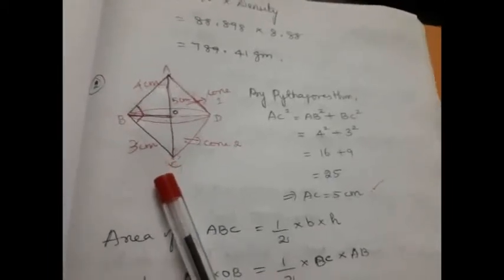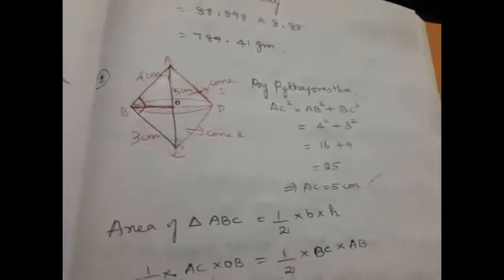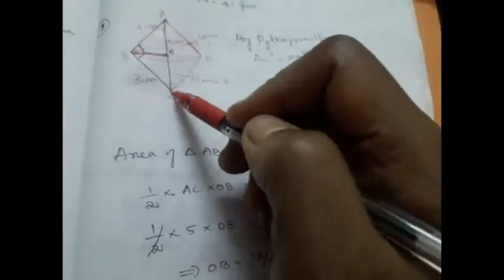They asked you to find the volume and surface area of the double cone. What is the volume of the cone formula? 1 by 3 pi r square h. So to find the volume, we need to know the radius and the height of both the cones. OB is going to be the radius and OA is going to be the height of the first cone, and OC is going to be the height of the second cone. Only if we know the radius and the height, we can find the volume.